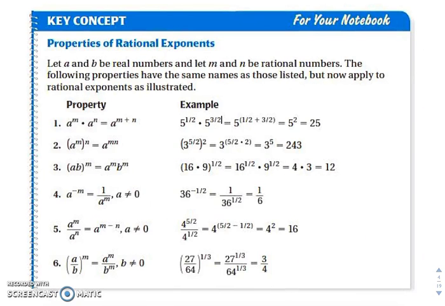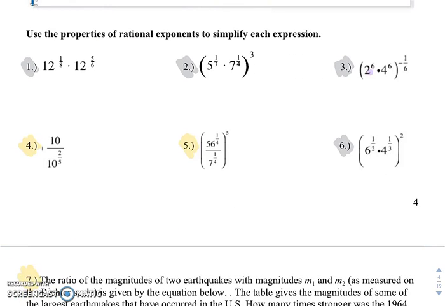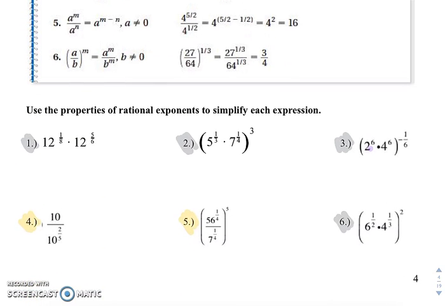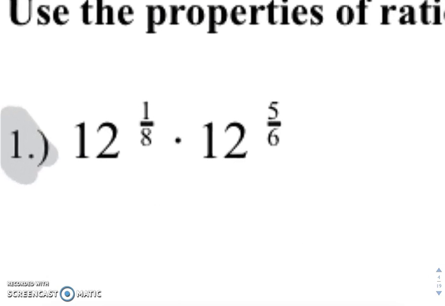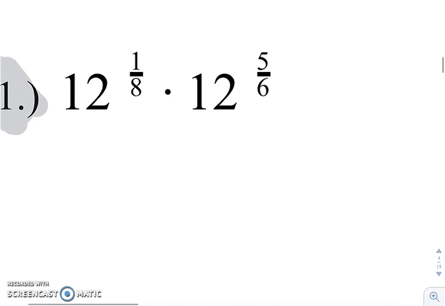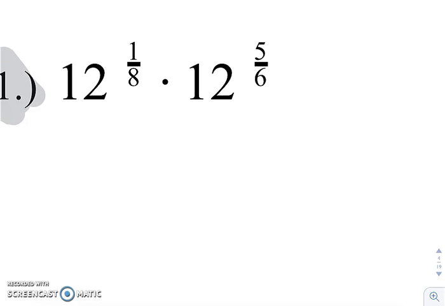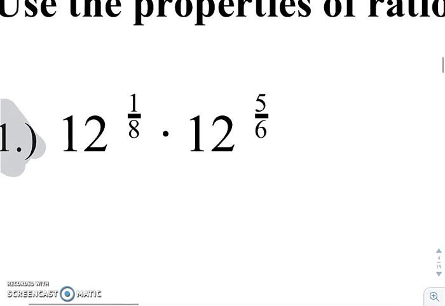So we're going to go ahead and look at some multiplying problems first. So if we look at number 1, 12 to the 1/8 times 12 to the 5/6. Now the problem with rational exponents is that you guys also need to know how to operate with fractions. So knowing that you want to add those exponents is good, knowing how is even better. To be able to add fractions, they have to be like denominators. So if we have an 8th and a 6th, we need to make them like denominators.